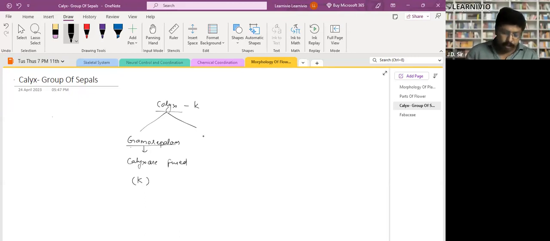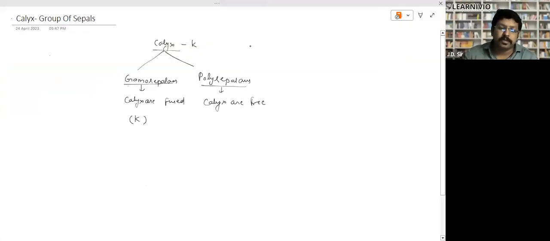Then there is a polysepalous condition, right? So what is the polysepalous condition? I will show you both of the situations as well. Polysepalous is the condition when the sepals or calyx are free from each other. Free from each other. So there are two types of calyx. So how do we represent them?